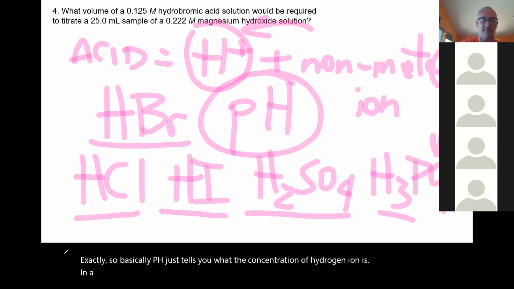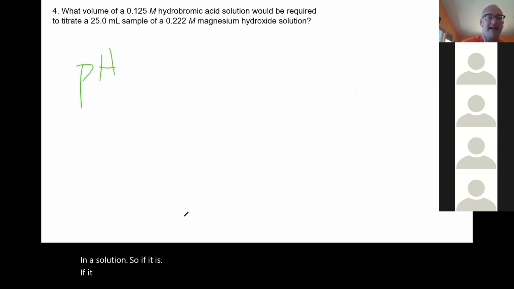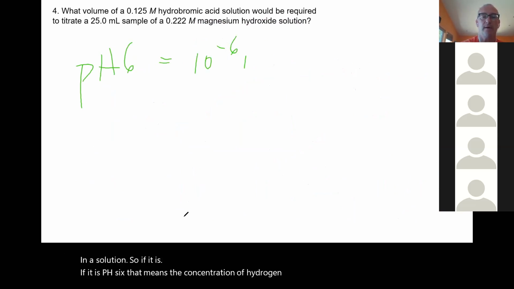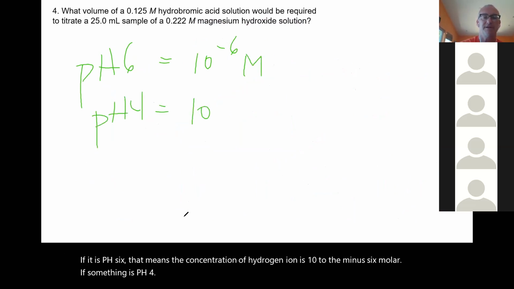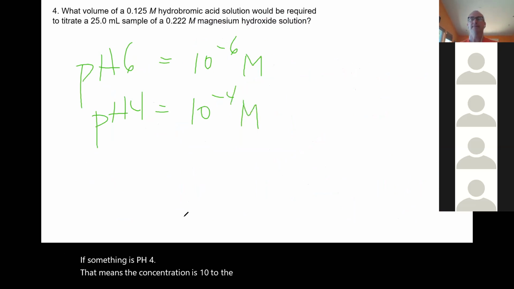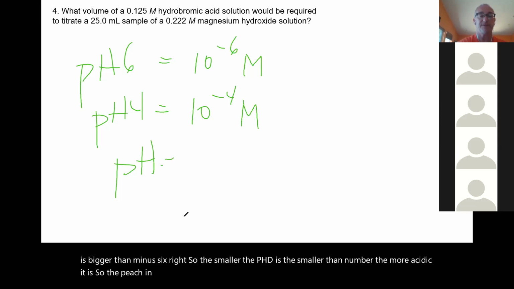So if it is pH 6, that means the concentration of hydrogen ion is 10 to the minus 6 molar. If something's pH 4, that means the concentration is 10 to the minus 4 molar. Because in this instance, minus 4 is bigger than minus 6, right? So the smaller the pH is, the smaller the number, the more acidic it is. So the pH in your stomach is around pH 2, maybe even a little bit less.